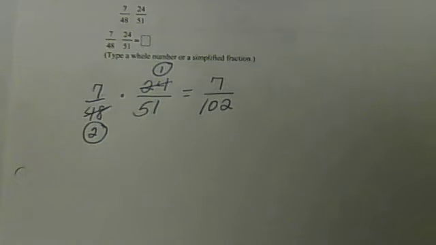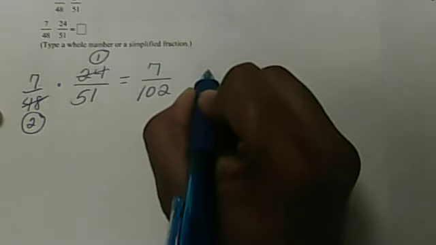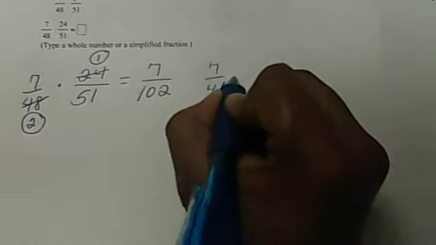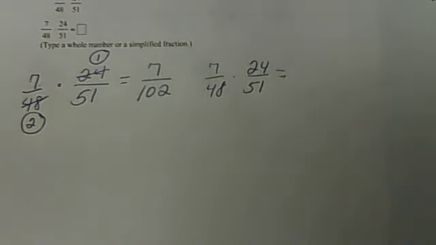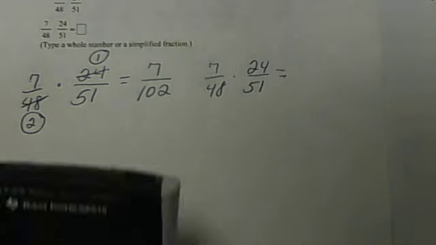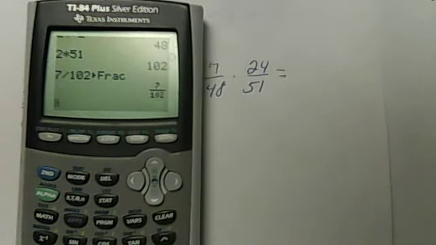You could have canceled the other way. It doesn't matter. For example, I had that 7 over 48 times 24 over 51. Right? 24 and 51 have a common factor. I'm going to tell you it does. Let's look and find our GCF.